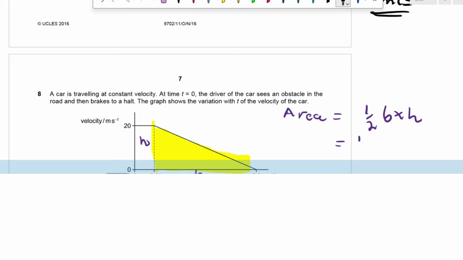So it's going to be 1/2. What is my base? My base is 5.0 minus 0.8. That's 4.2. Multiplied by my height, which in this case is 20. So half of 4.2 by 20 is going to give me an answer of 42 meters. Yay. Okay, so the answer is going to be B. I'll move on to question number 9.